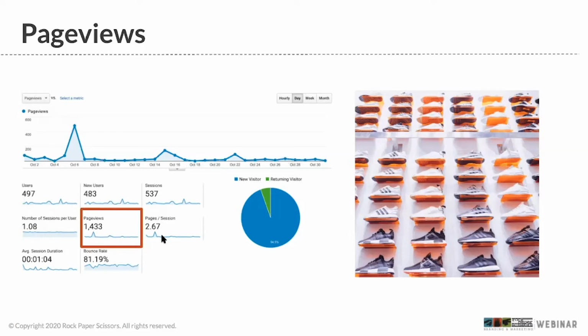So the average number of pages that a person looks at in the sessions, we should divide 1433 by 537, and that gives you the 2.67. So it's all math, and they do the math for you.